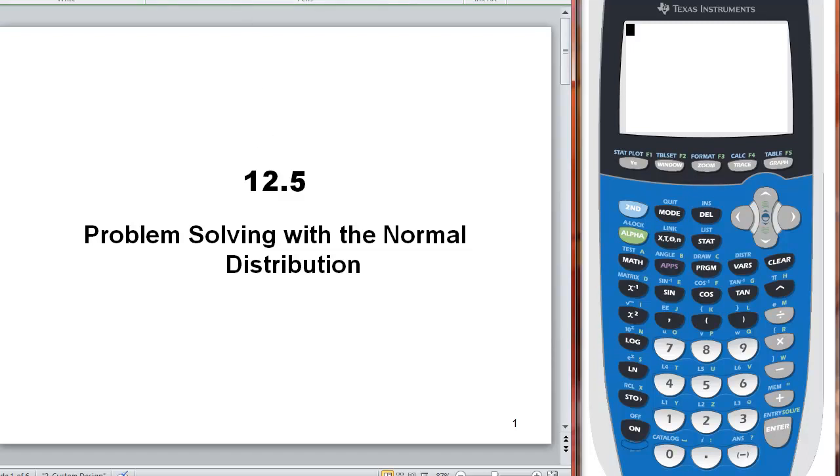Okay, so today what we're going to be doing is talking about problem solving with the normal distribution. And that makes us happy. You can see over here I have the TI calculator available, and that's what we're going to be using today to help us figure out what's going on. So excellent, let's go ahead and get started.